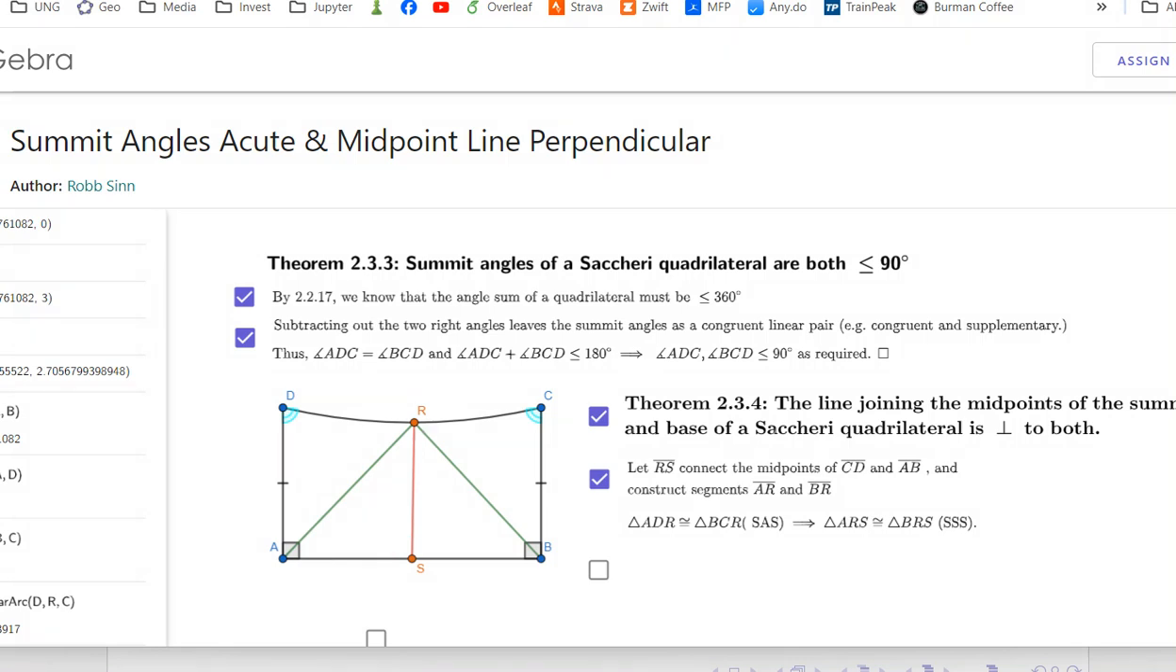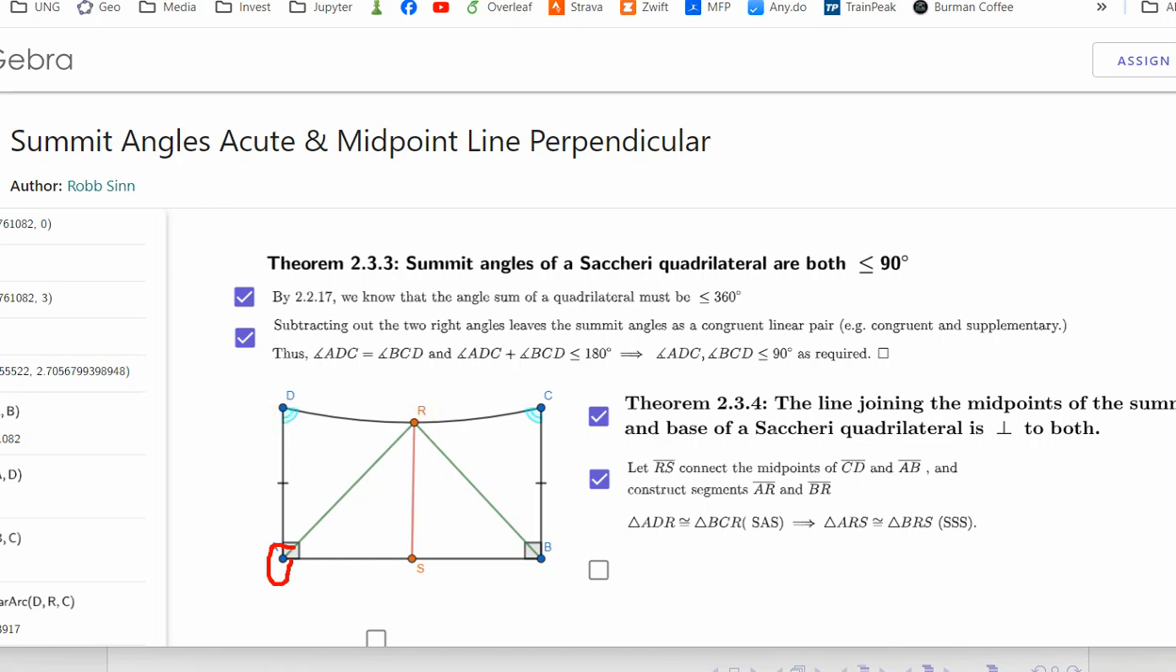Okay, so we construct RS given the midpoints of CD and AB, right? And then we construct these green line segments AR and BR. Why? Well, they're the ones we're going to need. And notice we have it listed right here. So we're going ADR is congruent to BCR, and that is a correct congruence.